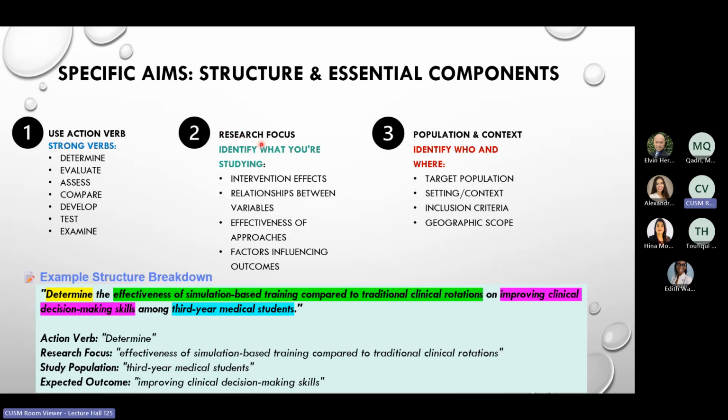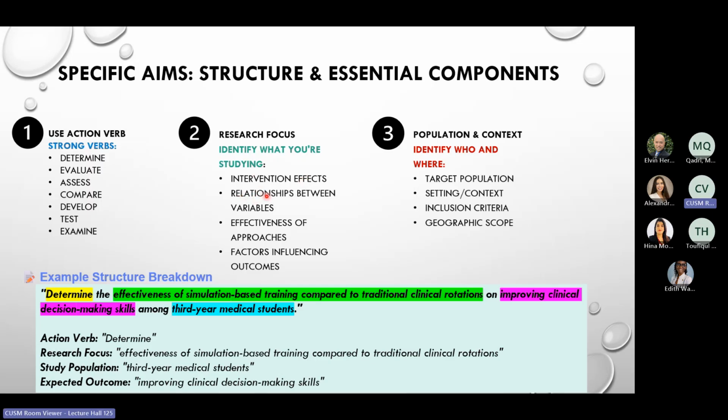The second element here for our structure and our components of specific aims is that there is a research focus that identifies what you're studying. You're not only picking the strong verb and action and activity that you want to direct, but you're also identifying a specific element that you're interested in that you want to investigate further or study. They could be intervention effects. You perform an intervention, a therapy, or a treatment, and you want to record the data as it's represented by the effects of that intervention or the effects of that therapy.